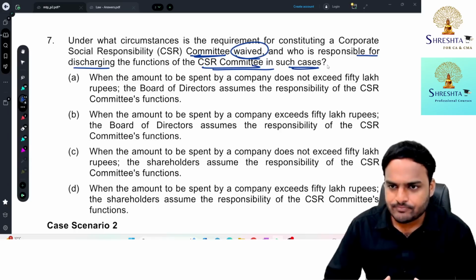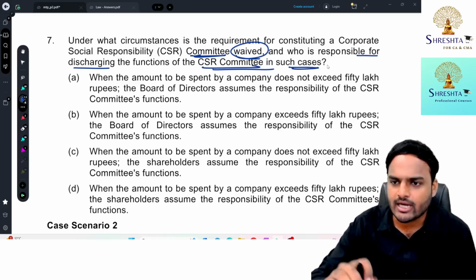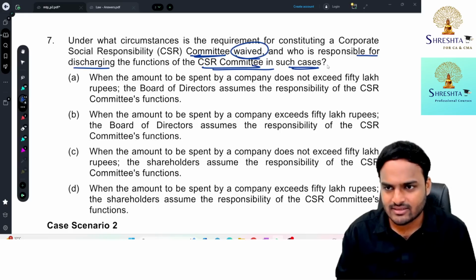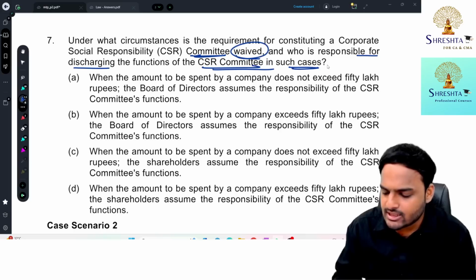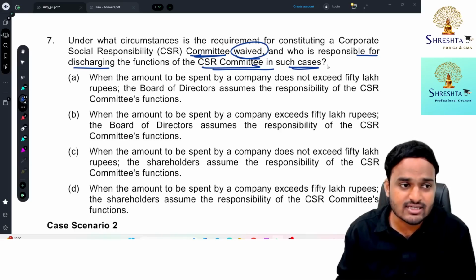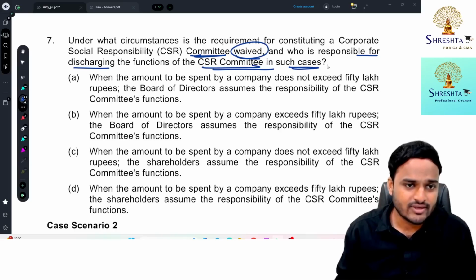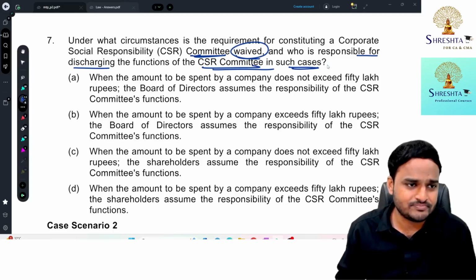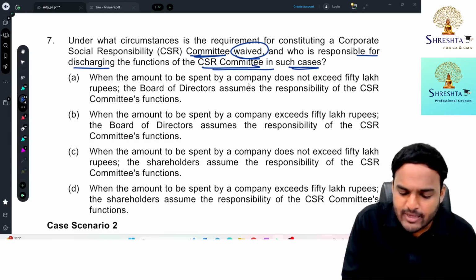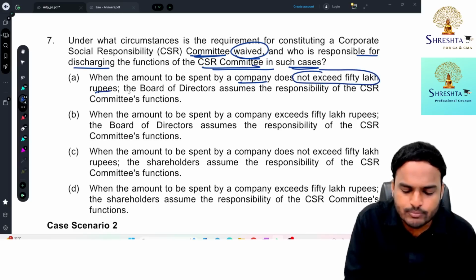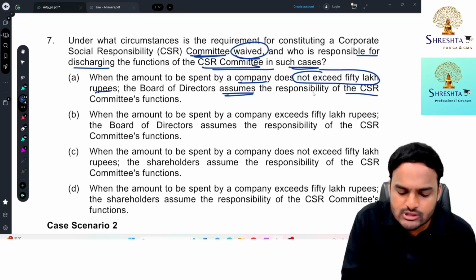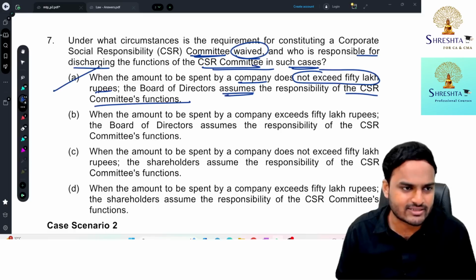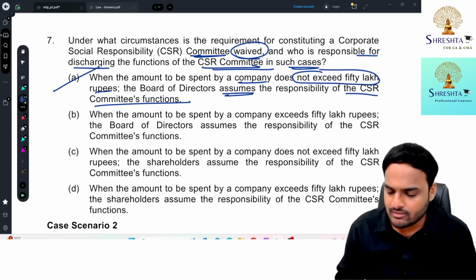If the amount the company has a responsibility to spend on CSR activities is not exceeding 50 lakhs, in that case, CSR committee is not required. If CSR expenditure is exceeding 50 lakhs, it is compulsorily required. When the amount to be spent by a company does not exceed 50 lakh rupees, then the board of directors assumes the responsibility of CSR committee functions. So option A is correct. Clear, everyone?